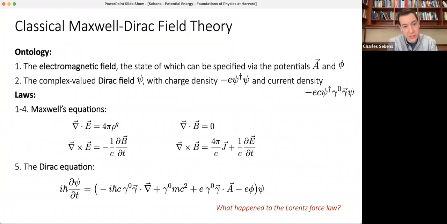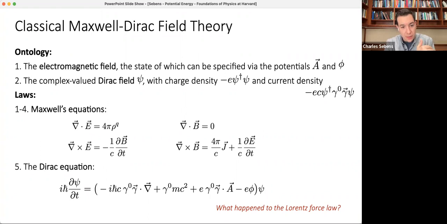Okay, so your ontology has these two fields, the electromagnetic field and the Dirac field. Your laws, you have Maxwell's equations as before, so that part hasn't changed. And then you have the Dirac equation giving the evolution of the Dirac field psi, the Dirac equation including interactions with the electromagnetic field. So that's why it's sometimes called Maxwell-Dirac field theory, because you have Maxwell's equations and the Dirac equation. Those are your laws. Okay, good.